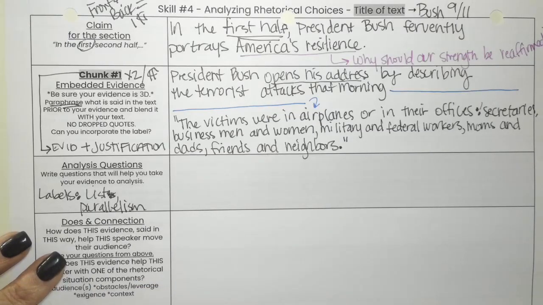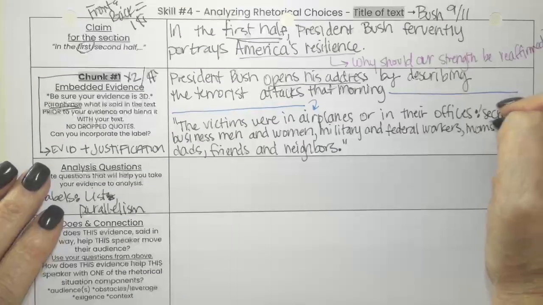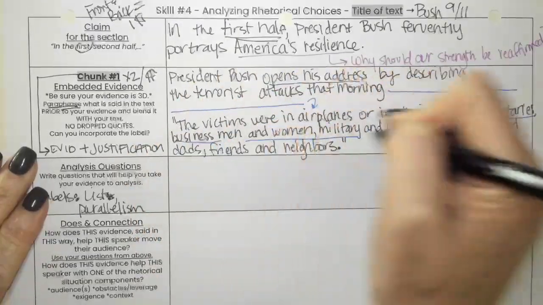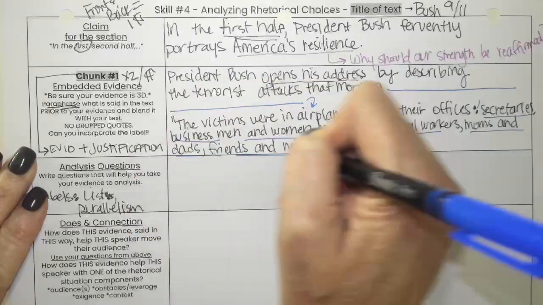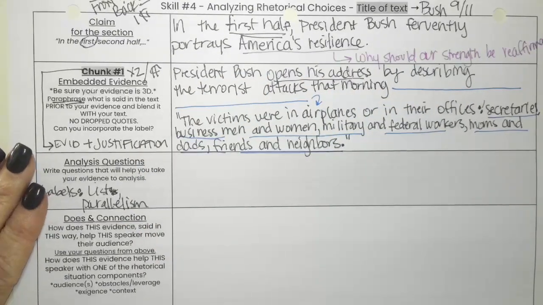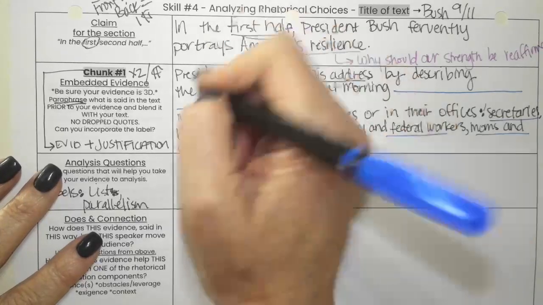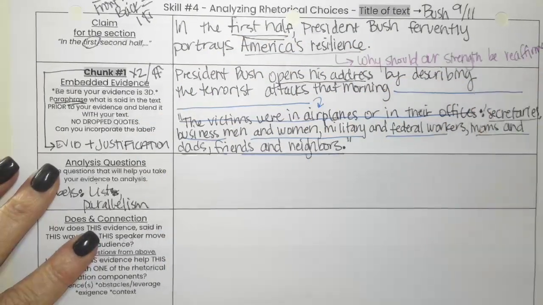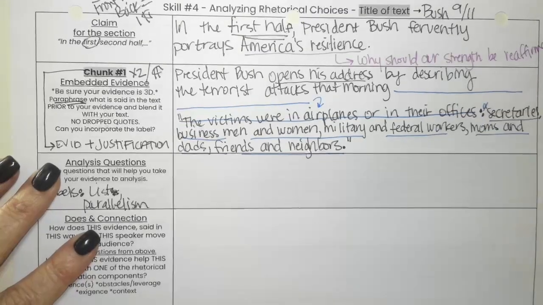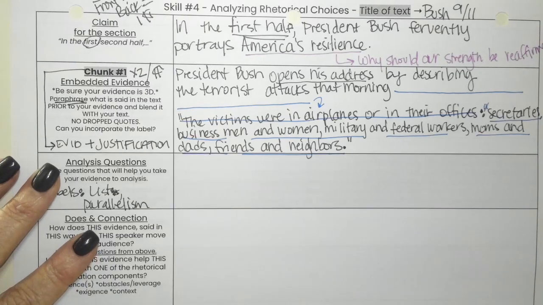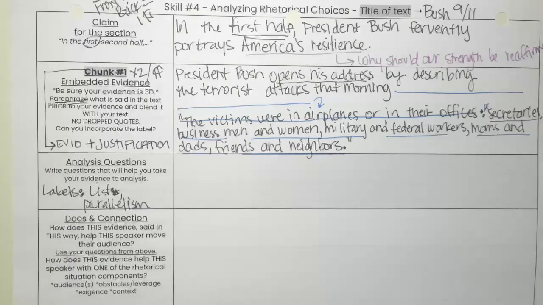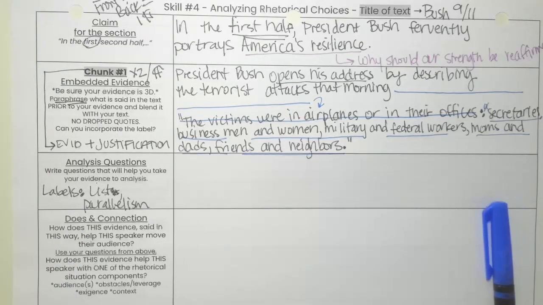So really, the part of this quote that we want, because we don't have to use the whole thing, is going to be the list itself, right? That's going to be the part that we want to use. So what I can do, I can mark that part out, start my quote there, and now I have to figure out how those two pieces go together, right? By describing the terrorist attacks that morning, secretaries, businessmen and women, military and federal workers.